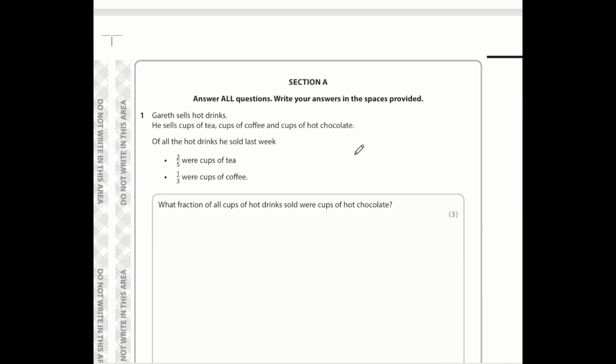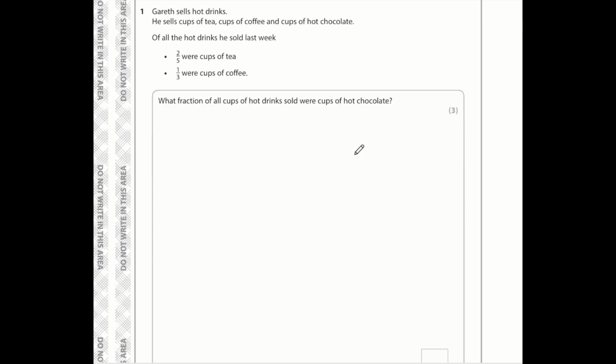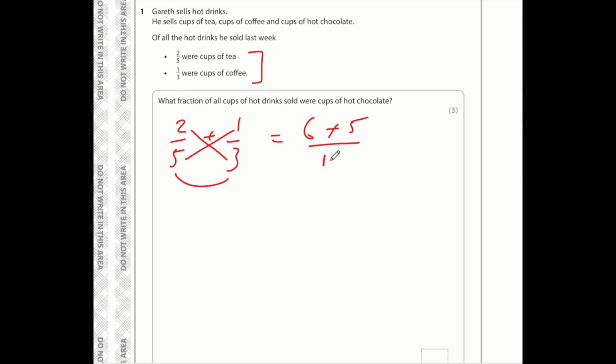Okay, let's take a look at question number 1. For this question, what we need to do first of all is work out the fraction that are tea and coffee combined. So in other words, what is 2/5 plus 1/3? When I'm adding together fractions, I'm going to do the crisscross smiley face method. So 2 times 3 is 6, plus 1 times 5 is 5, all over 5 times 3, which is 15, so that is 11 over 15.